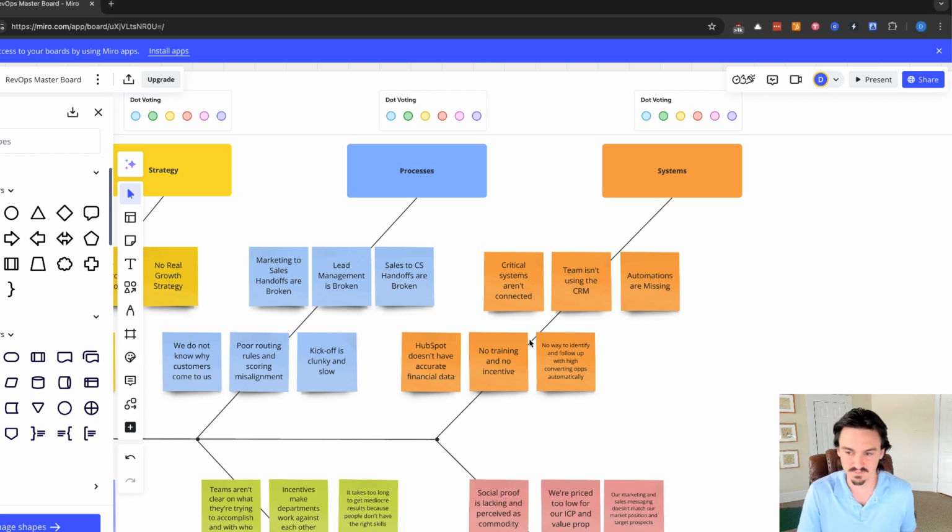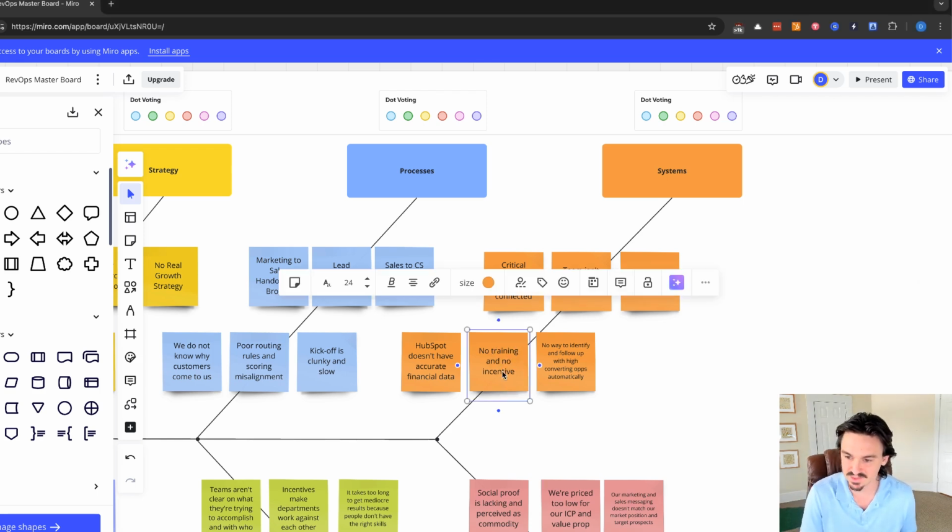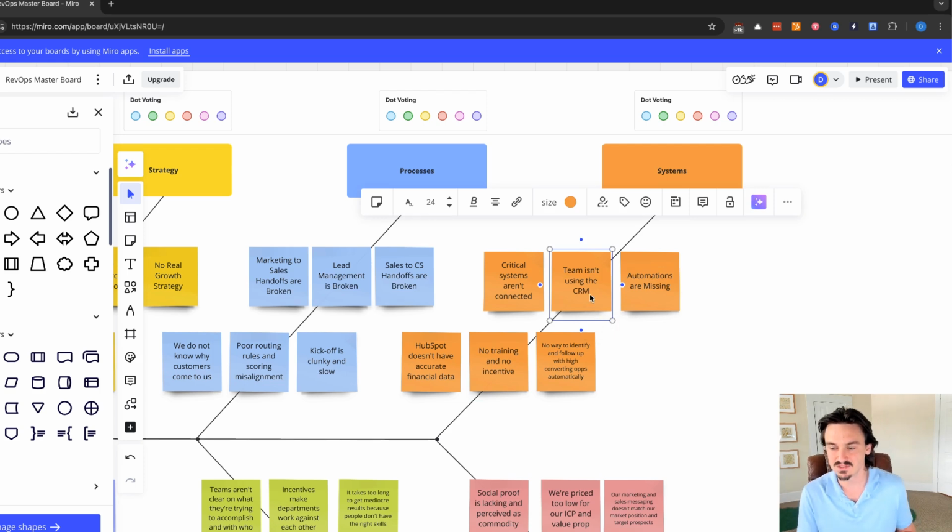Team isn't using the CRM. Adoption is always a big one. No training and no incentive to use the CRM. And so we have to find a way to get people to use the CRM, put data in, and be able to scale these operations when we're going to market.